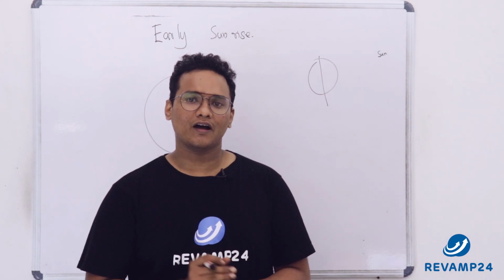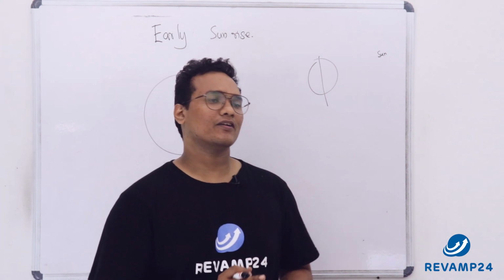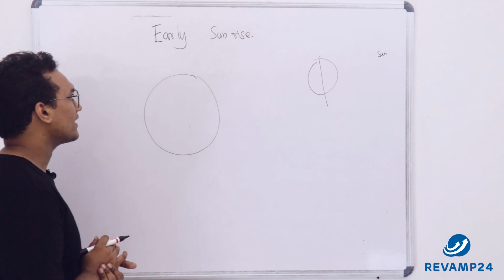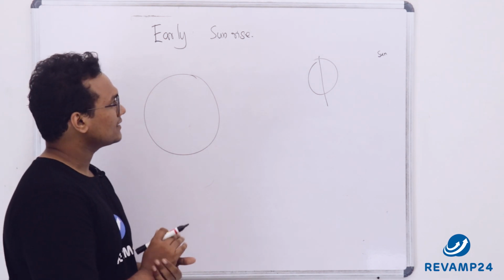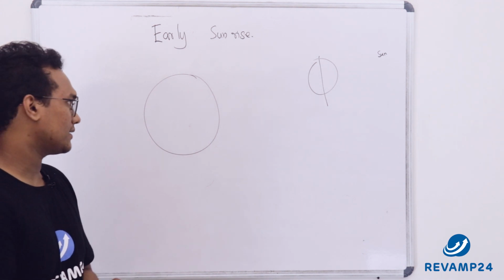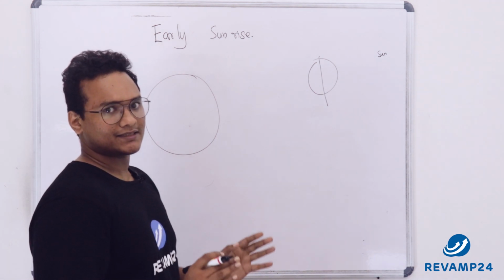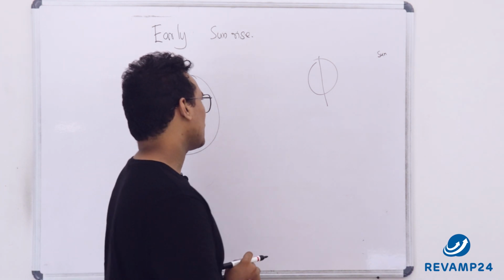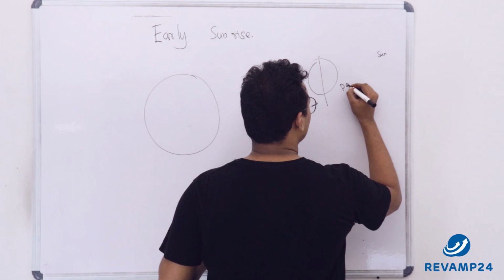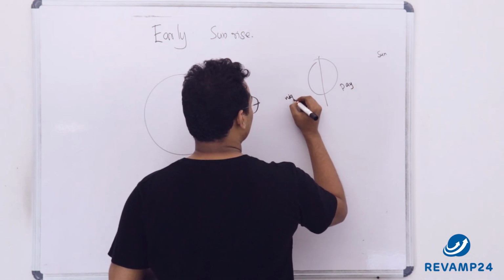In this video, I will explain the reason for early sunrise and also delayed sunset. Now, what is sunrise and sunset? After sunrise, we have daytime. After sunset, we have night time. Okay, so this is day and night.